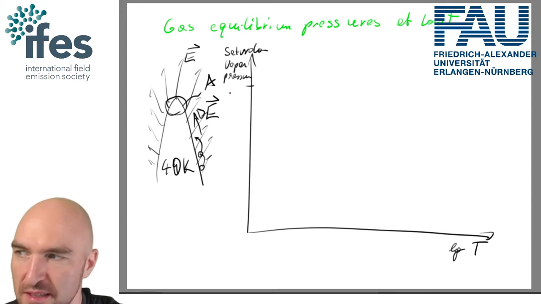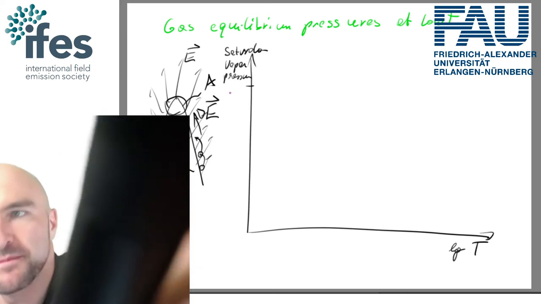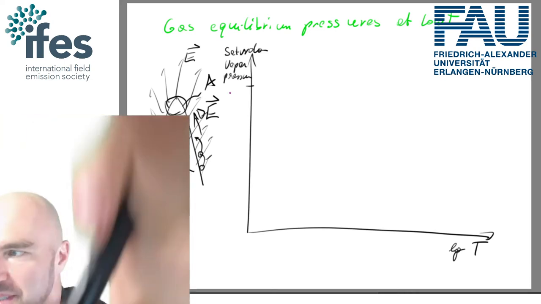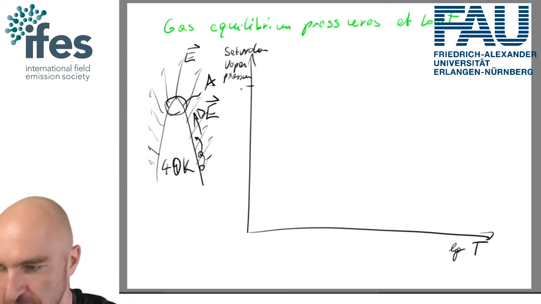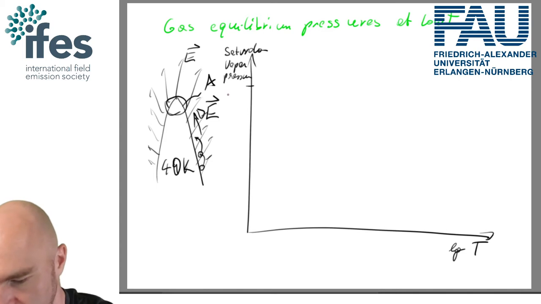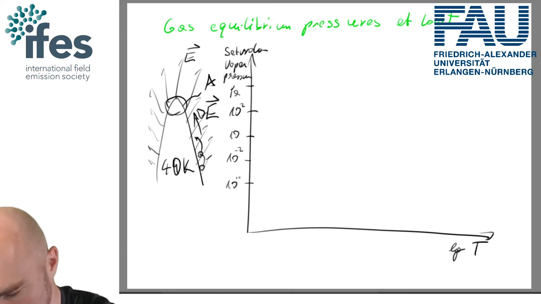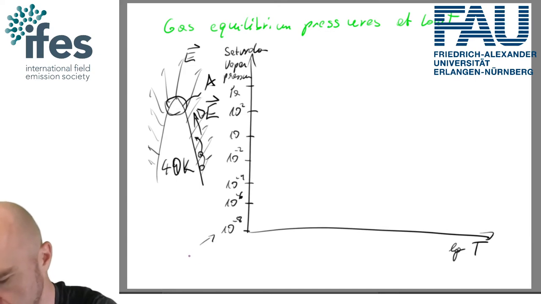Usually if you find physical literature on stuff, it's very often in pascals. If you find engineering literature, it's in millibars. So let's keep the pascals then. If we draw 10 to the 4, this would be 10 to the 2, 10 to the minus 2, 10 to the minus 4, 10 to the minus 6, and 10 to the minus 8. This would be roughly 10 to the minus 10 millibar, just to keep the connection.